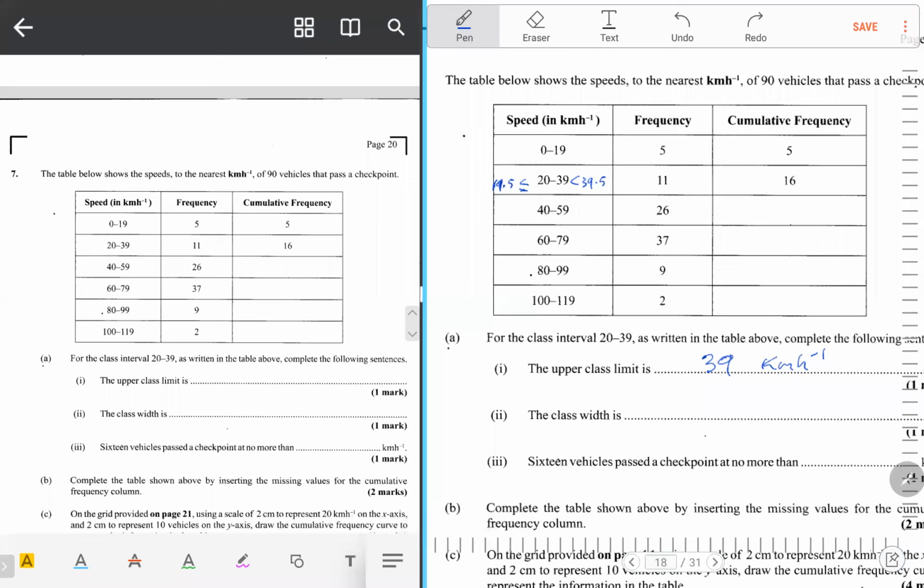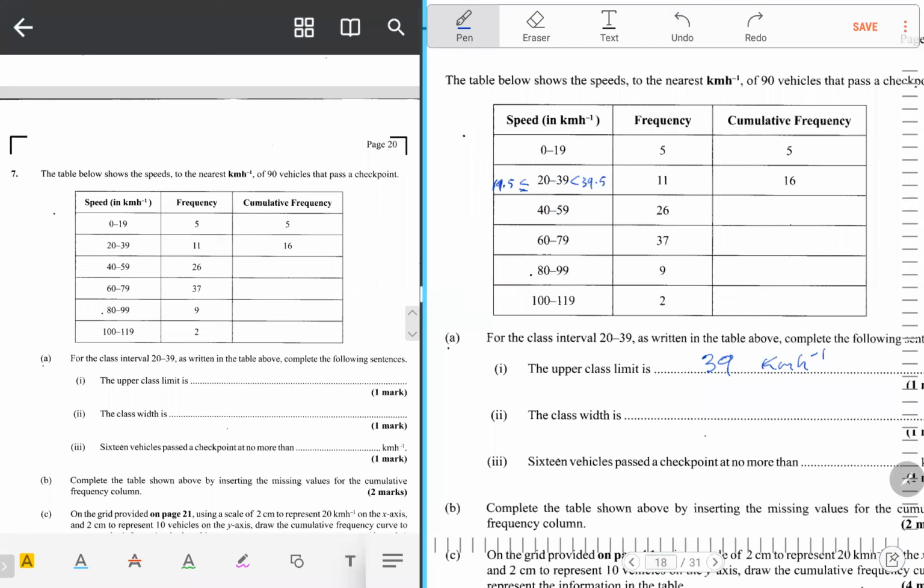But I can also look at the lower limit values going up by 20. See, they're going up by 20. I know the class width is 20. I can also look at the upper limit values going up by 20. See, they're going up by 20. So we can get it either way.